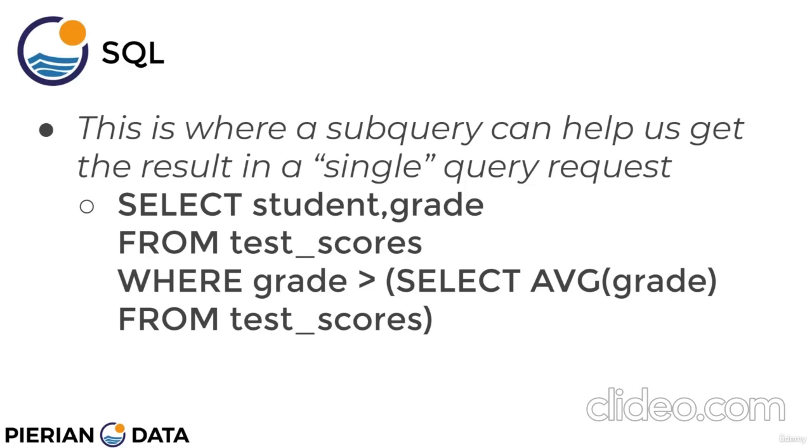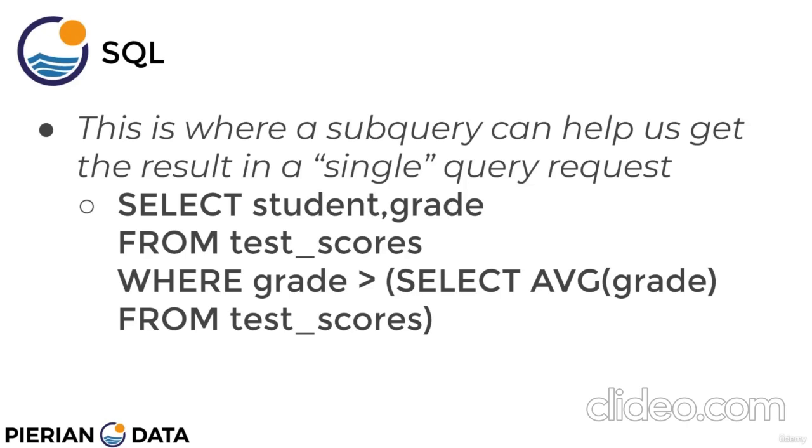So the way we would do this is the following. We would say select student, grade from test scores where grade is greater than, and here in parentheses we have our subquery, where we're going to have select average grade from test scores. So notice what we're doing here. We're first going to run the code that's inside the parentheses, the subquery, and that's going to return back the average grade across the table.